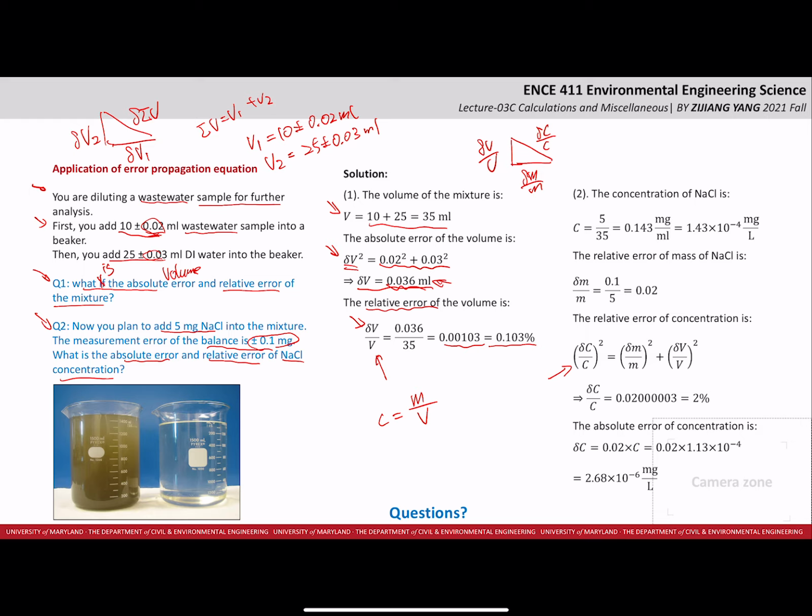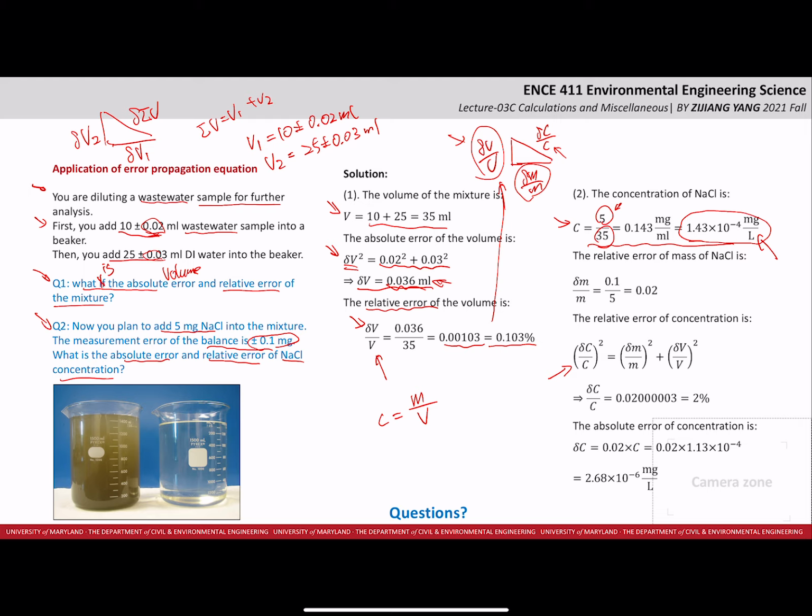And in this case, the concentration can be calculated. So this is the mass of the NaCl, and this is the total volume. And then we can calculate the concentration. Here I just do the unit conversion into microgram per liter. And then we know the concentration, and we know the relative error of the volume that we have already calculated.